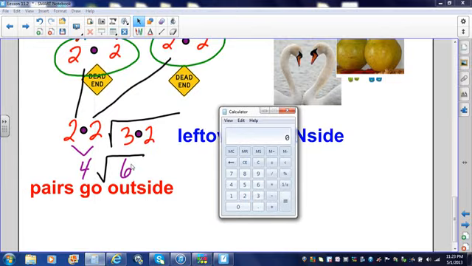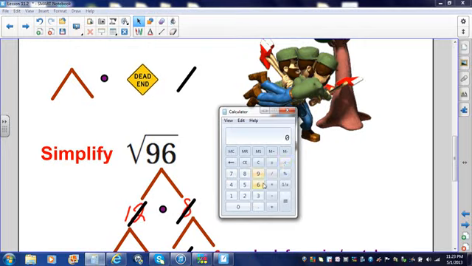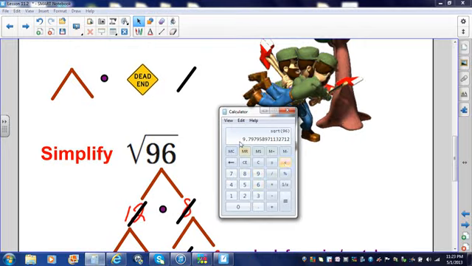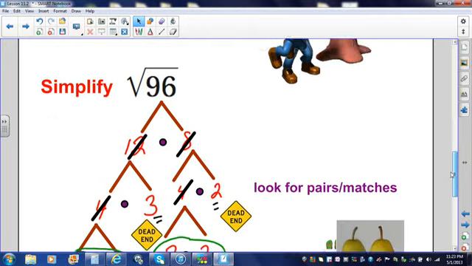I'm going to do 6 radical times 4 because they're touching each other. I get 9.79. Remember, we started with the square root of 96. 96, radical sign. Ooh, baby, 9.79. That's as hot as the Cubs were last night.